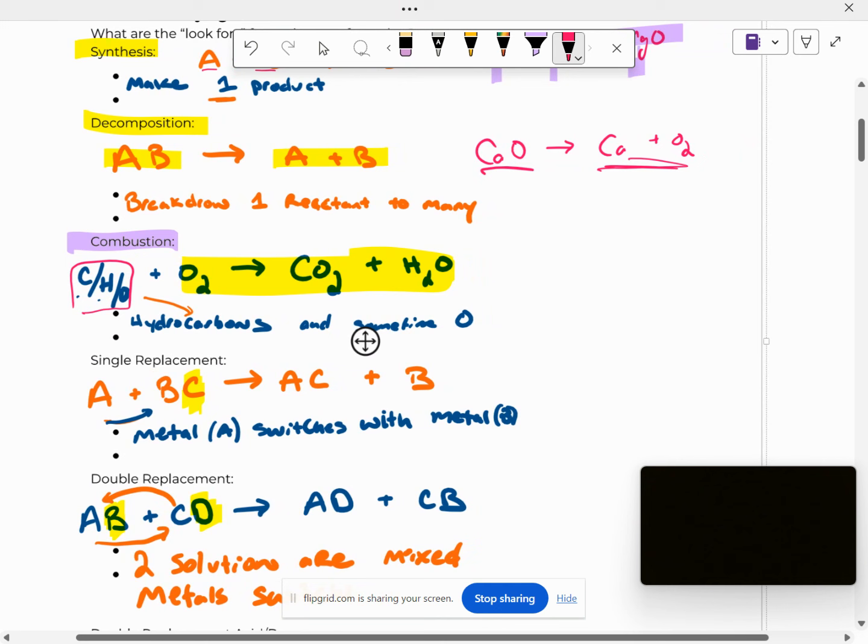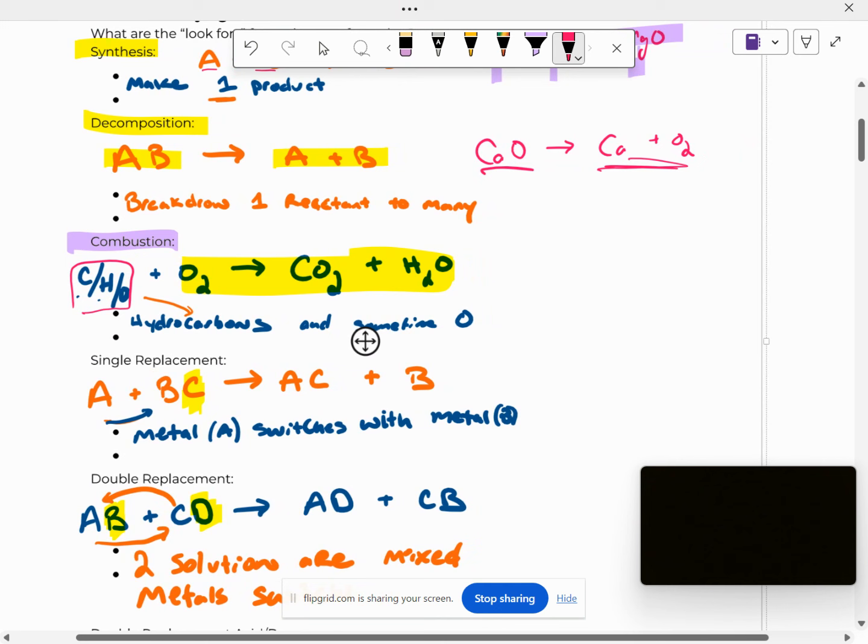A single replacement reaction is when you have a solo metal that switches with the metal that's in solution. So A switches with B, and you're going to get AC plus B. An example of this would be Na by itself plus CaCl, and then Na and Cl are going to switch. So you're going to get NaCl plus Ca. They just switch. That's exactly the pattern with that.